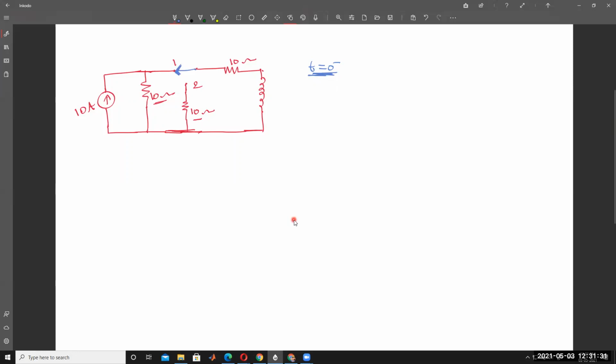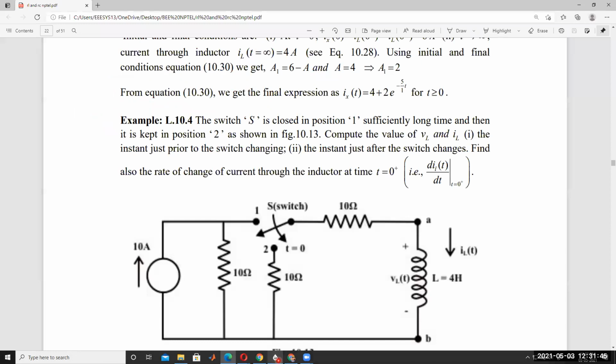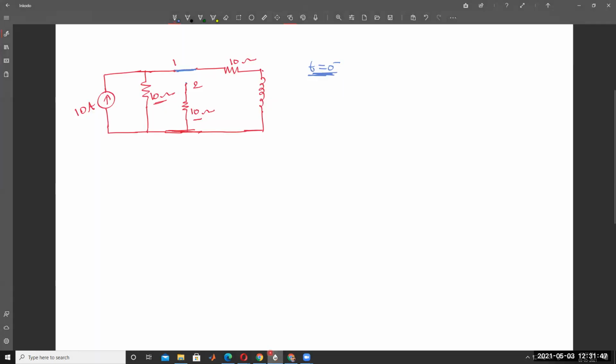The switch is closed like this. Understood? Under this condition, what is the voltage across the inductor? VL is the voltage across the inductor, between A and B.